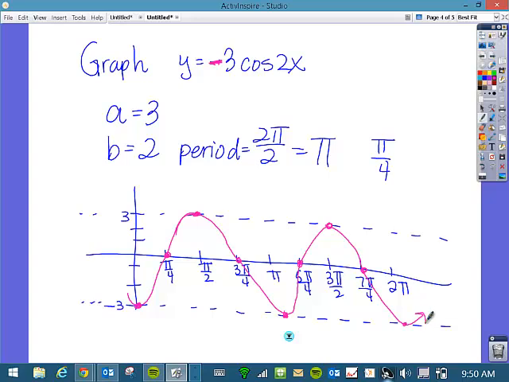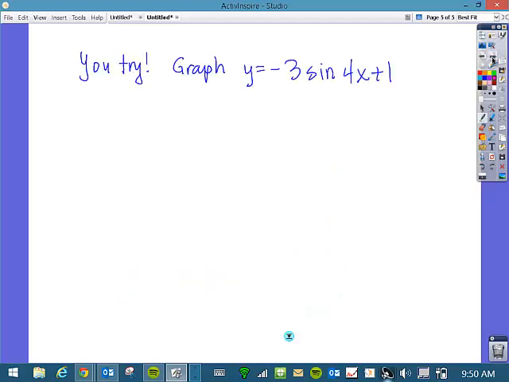So make sure you check for negatives. A negative makes our cosine graph look like mountains. Looks like frowns. So sad. All right, go ahead and pause your video. Try this one on your own. Graph y equals -3 sine 4x plus 1. Pause your video, copy down the problem on paper, and attempt it on your own.